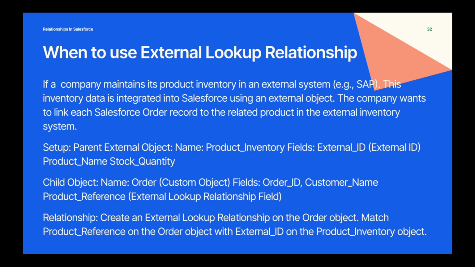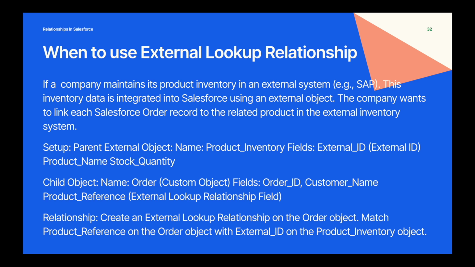Now when should we use external lookup relationship? Suppose we have a company which maintains its product inventory in an external system such as SAP, and this inventory data is integrated into Salesforce using an external object. Now the company wants to link each Salesforce order record to the related product in the external inventory system. So how shall we proceed?